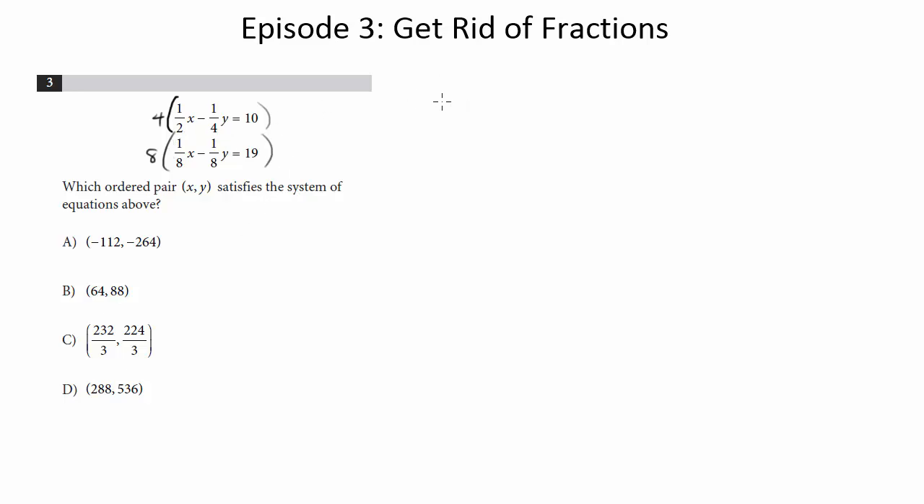So let's see what we get here. We're going to get 4 times 1/2, don't forget, is 2x, minus, this is just going to give us y. And then don't forget to multiply your 10 by 4 as well, so equals 40. Now here, I'm just going to get x minus y equals, now 19 times 8. I'm going to have to do that by hand, because again, no calculator. So haven't done this in a while. 152. And now I've got a much simpler system of equations.